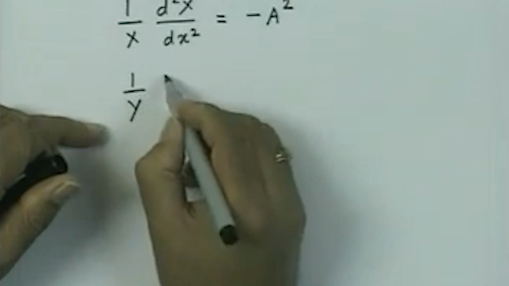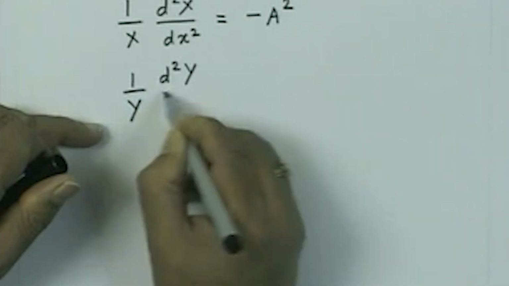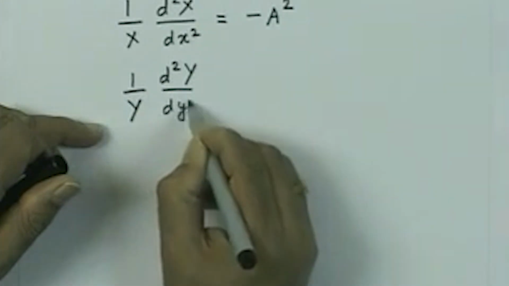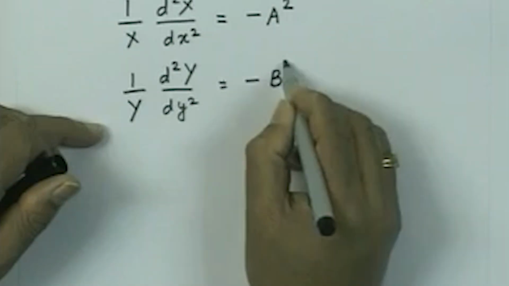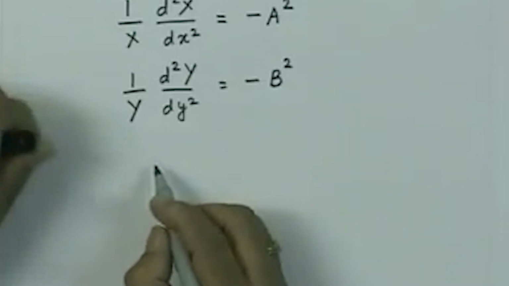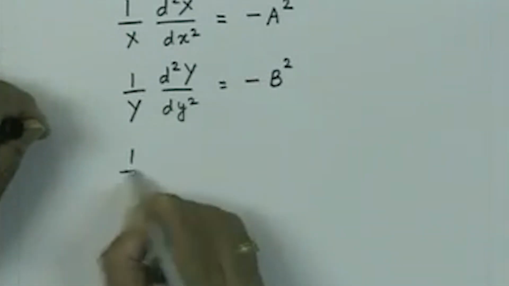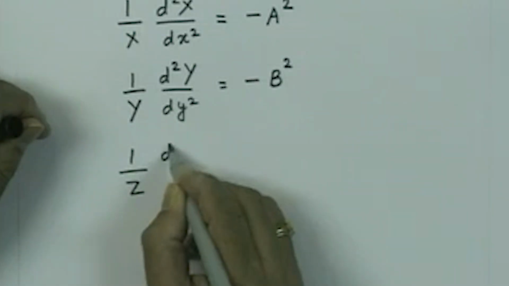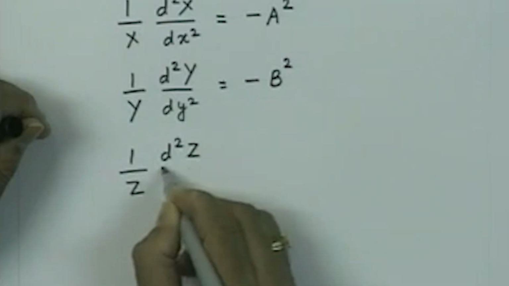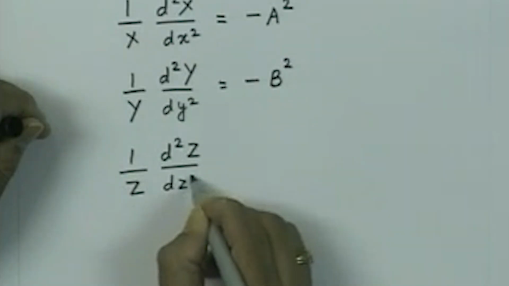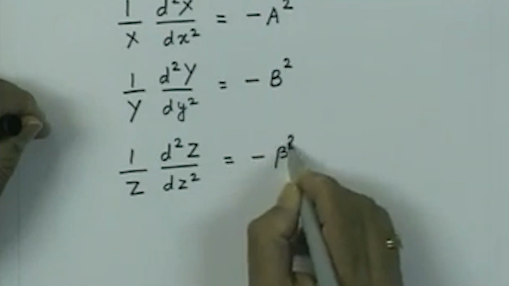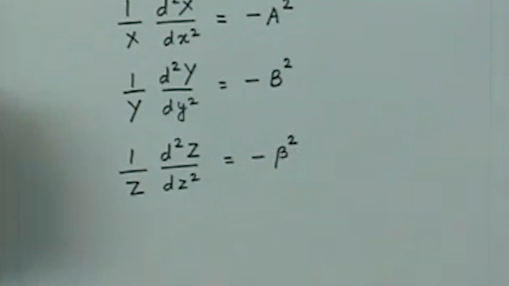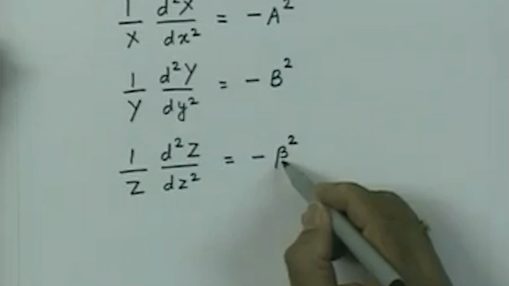Second term, which is 1 upon y d2y upon dy square, let us put that thing as minus b square, and third quantity, which is 1 upon z d2z upon dz square, that is equal to minus beta square, where beta is the phase constant of the mode of propagation.